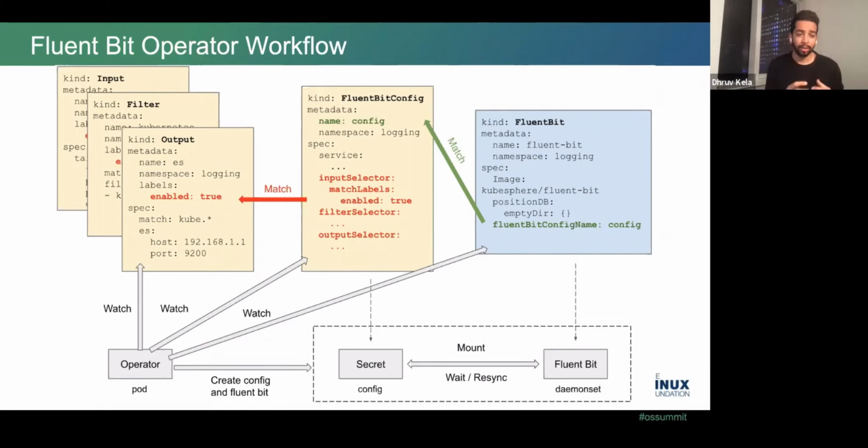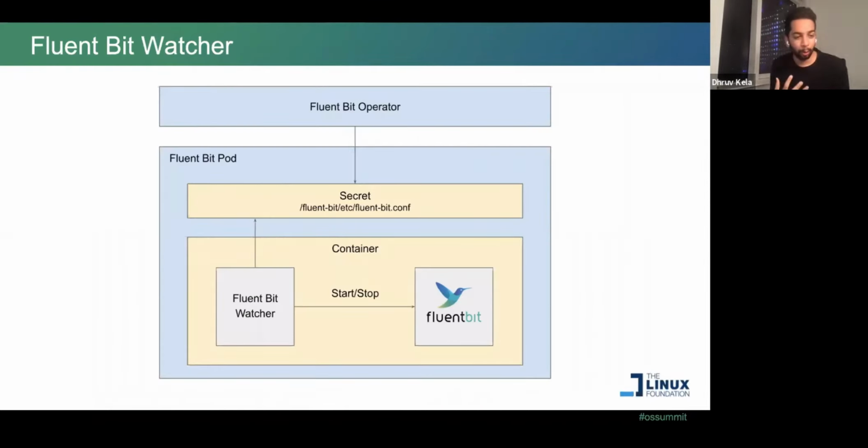The operator then watches these objects and constructs the final config and stores it as a secret. The secret is then mounted onto the FluentBit DaemonSet. To enable FluentBit to pick up these updated secrets and making sure that those changes are reflected in FluentBit, we've created a wrapper called the Fluent Bit Watcher, which essentially looks for changes. And if there are any changes, it restarts FluentBit.